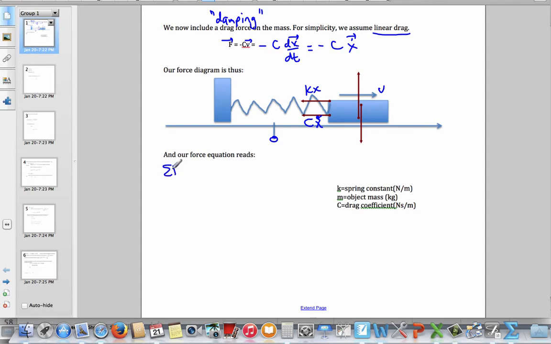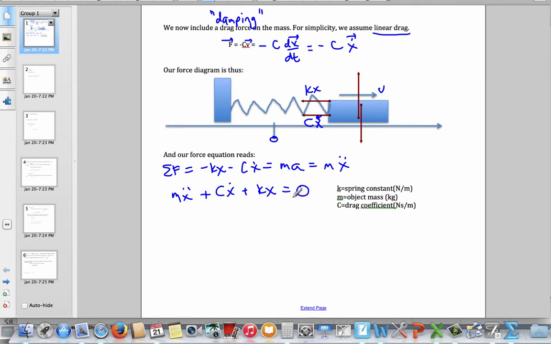So if we apply Newton's second law, it's kx in the negative direction and cv in the negative direction that equal ma. But of course, acceleration is the second derivative of position, so we can write it like that. And then we can gather all the terms on one side: m x double dot plus c x dot plus kx equals 0.